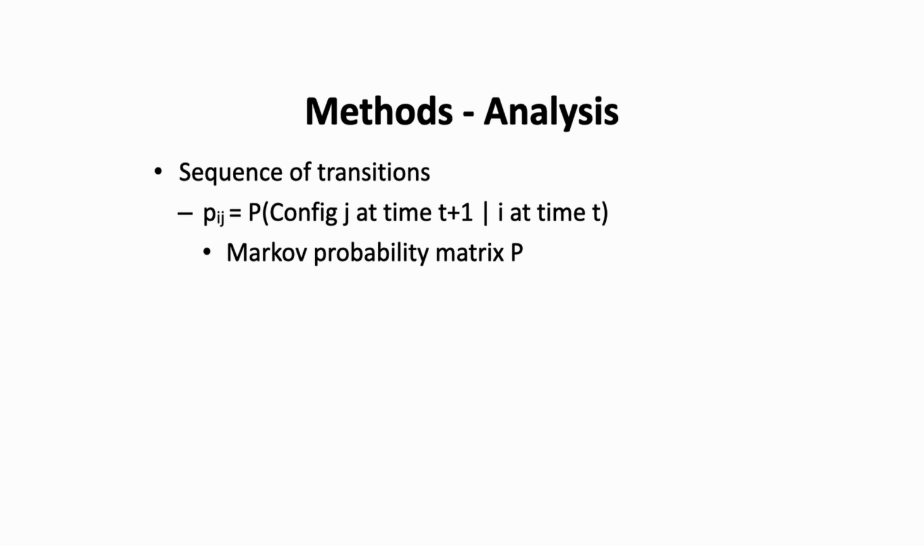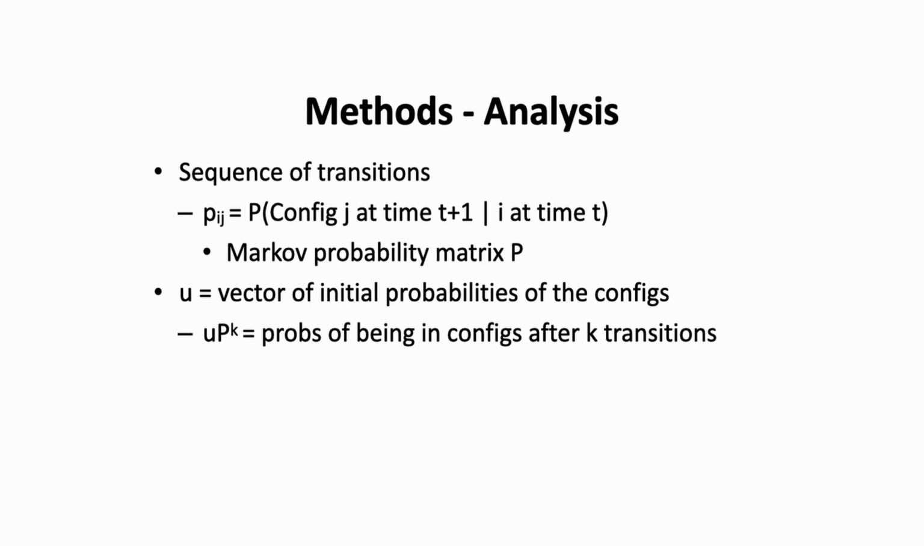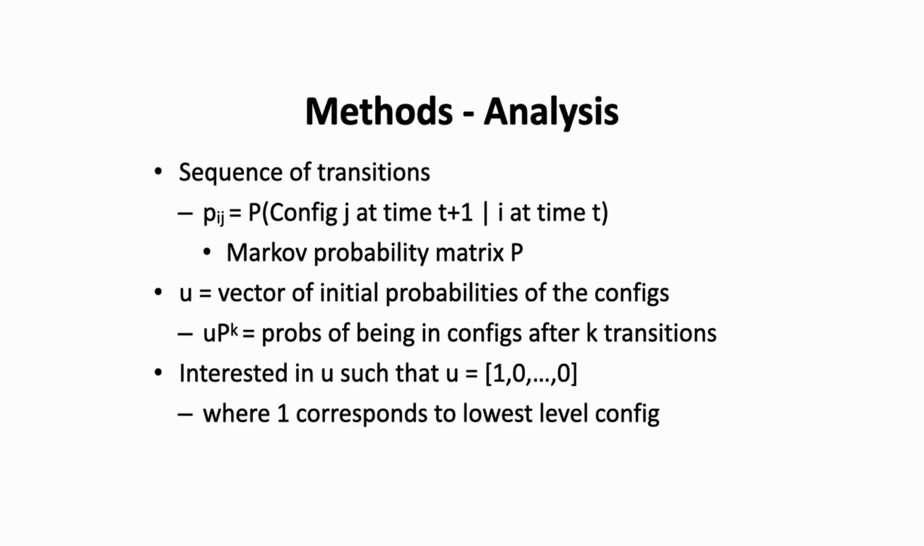So what you've got is, for every subject, a whole sequence of transitions they made from one configuration to another. And if you take all the data together, you can form a Markov probability matrix, which is the probability that if at time t you are in configuration i, then at time t plus 1 you're in configuration j. And this is the probability Pij. It's a Markov probability matrix. And if we have U as a vector of initial probabilities of all the configurations, then U times P to the power of K gives you the probability of being in the various configurations after K transitions.